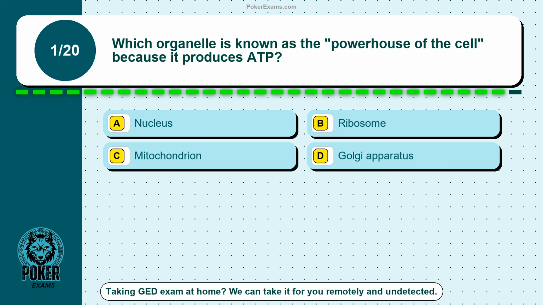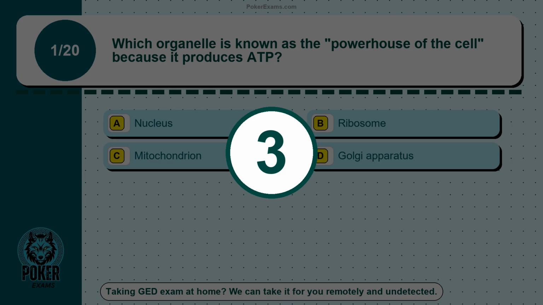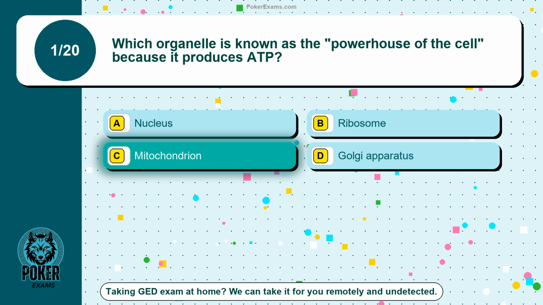Question 1. Which organelle is known as the powerhouse of the cell because it produces ADP? Option A, nucleus. Option B, ribosome. Option C, mitochondrion. Option D, Golgi apparatus. The correct answer is option C, mitochondrion.